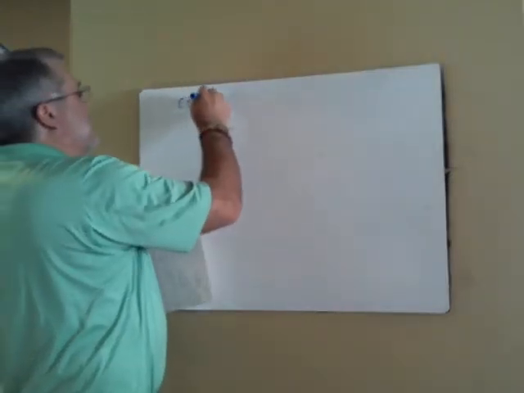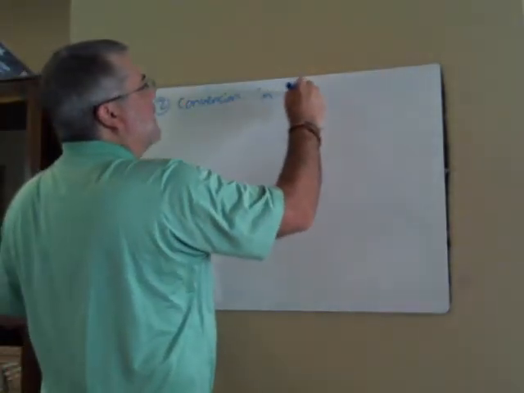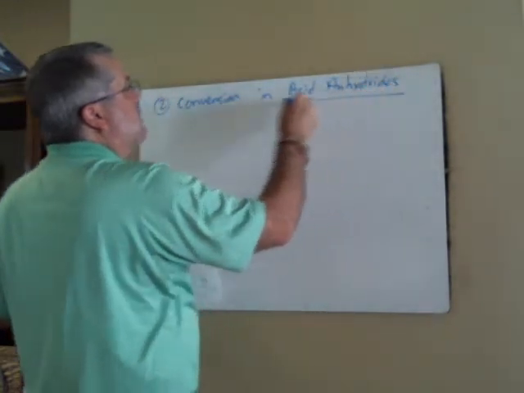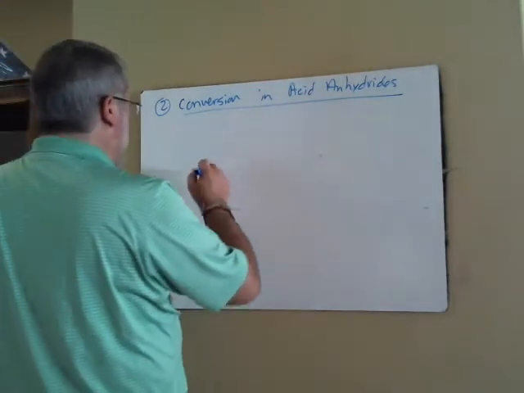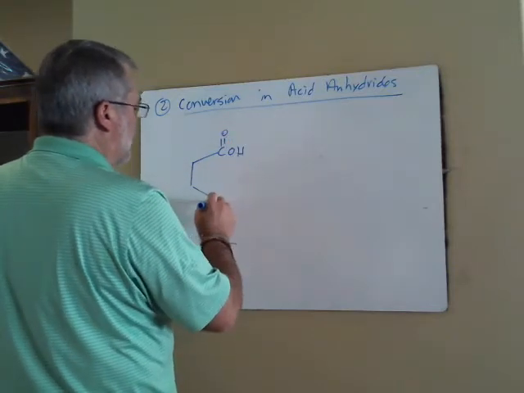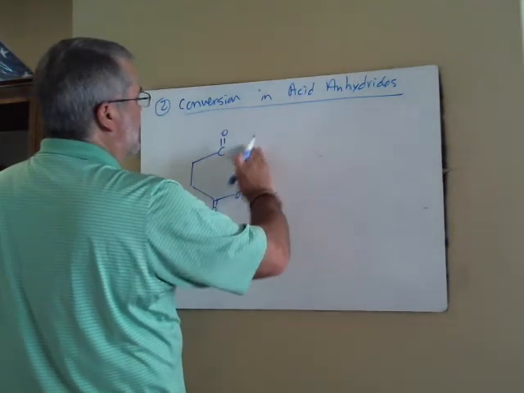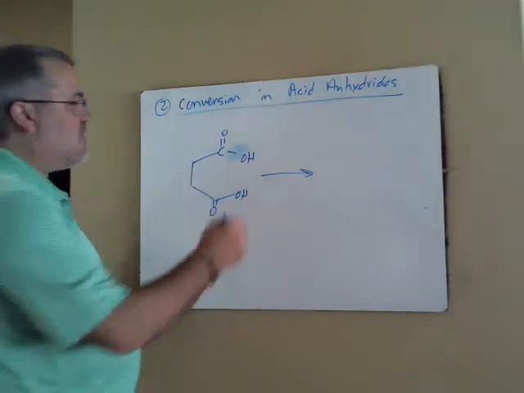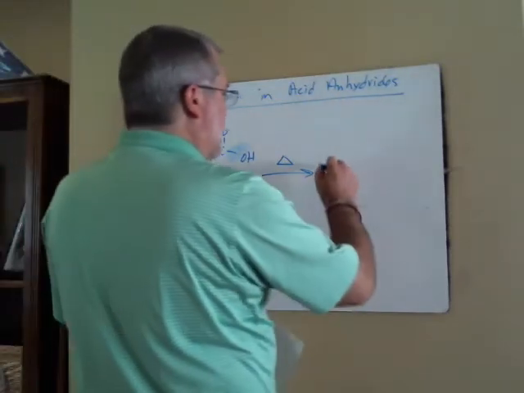What about conversion into acid anhydrides? So how do we take a carboxylic acid and convert it into an acid anhydride? You do that simply by taking a diacid. Let me redraw this one the same way. You take this diacid and all you have to do is heat it. And this reaction occurs where it expels water.